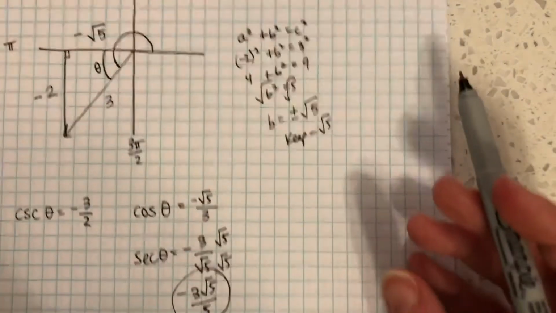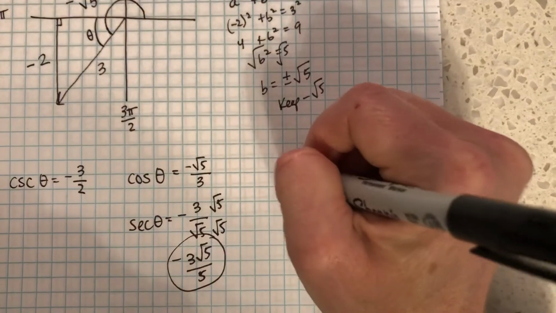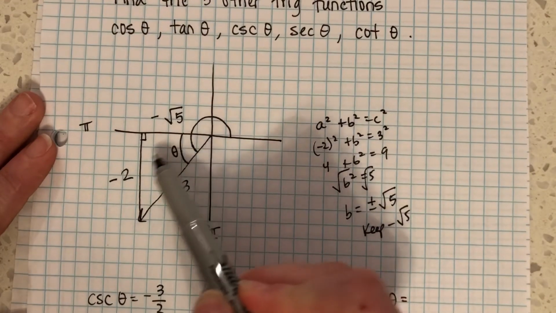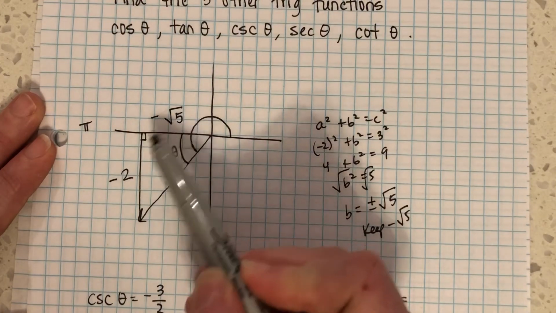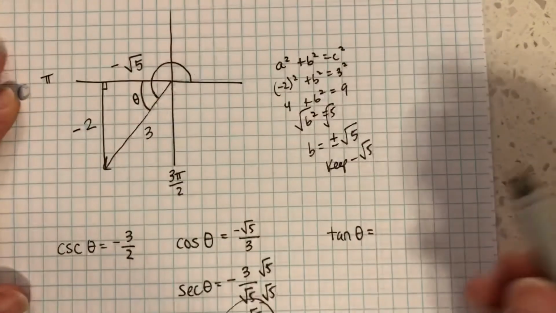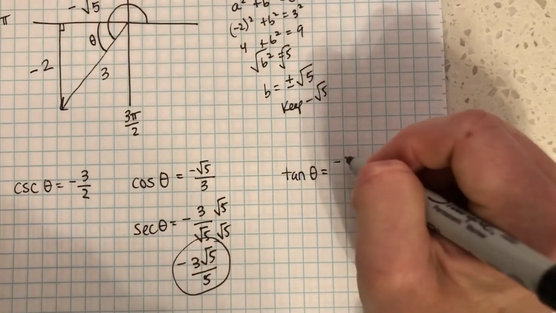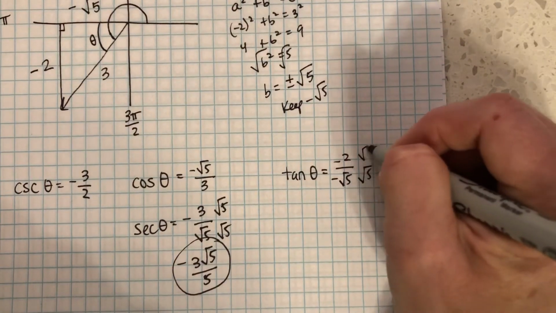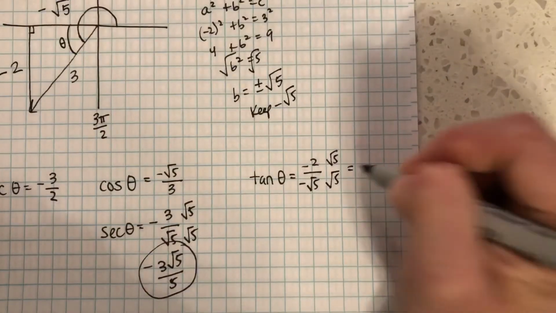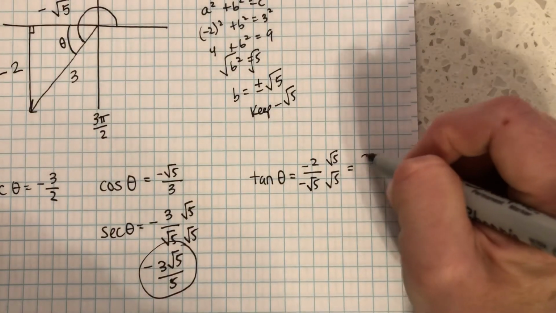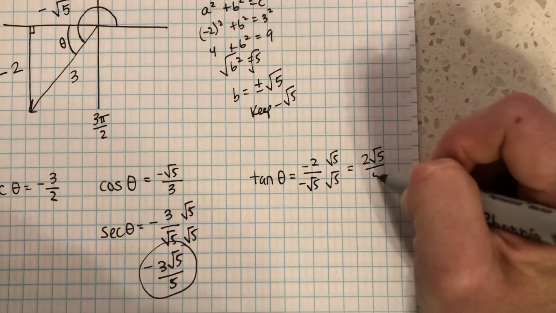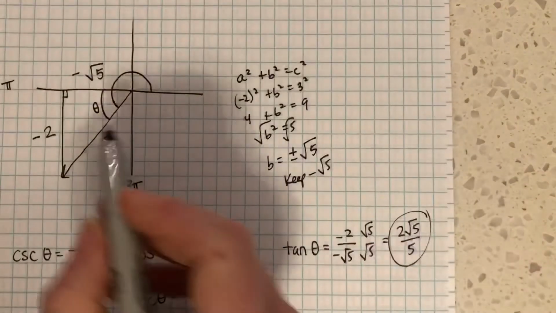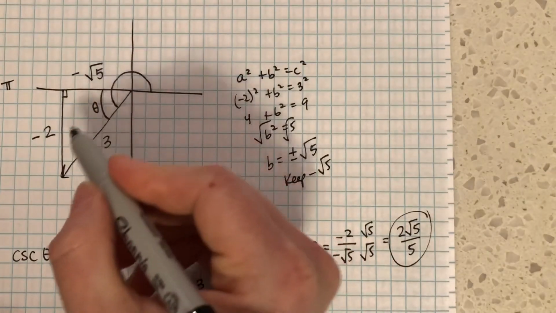All right, let's do tangent. The tangent of angle theta is equal to, we'll go to your triangle, tangent is O/A, or it's y/x. It's negative 2 over negative √5. Clean that up. Negative over a negative is positive. That's going to be 2√5/5. All right, and then the cotangent is his reciprocal, or go back and do your triangle and do A/O.